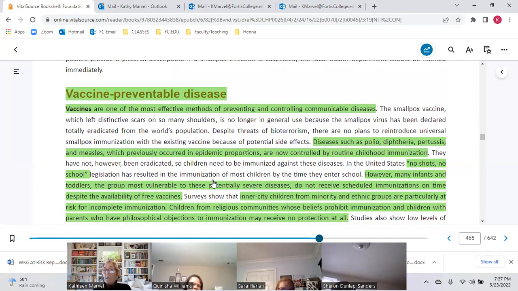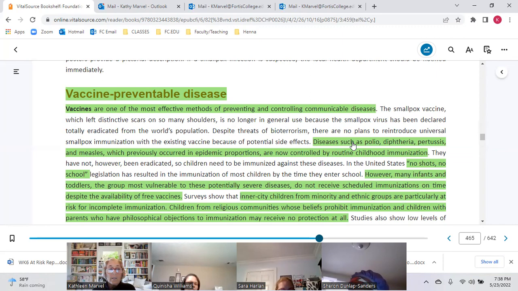The other thing I wanted to cover was vaccines. We know, and this is a fact, that vaccines are one of the most effective methods of preventing and controlling communicable diseases. Anybody argue with that? For purposes of this chapter, that's how we look at vaccines.